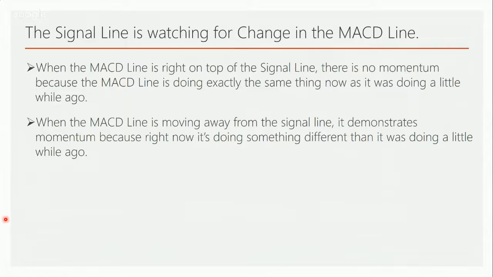Okay, so when the MACD line is right on top of the signal line, there's no momentum. Remember, we were just talking about that a minute ago, because the MACD line is doing exactly the same thing now as it was doing a little while ago. The signal line shows you, hey, this is what you were doing. The MACD line is either doing something new now, or the same thing, and that gives us the difference between the MACD gapping away from the signal line or sitting right on top of it. So when the MACD line is moving away from the signal line, it demonstrates momentum, because in that moment, not lagging, it's doing something different than what it was doing a little while ago, and that brings us to momentum.